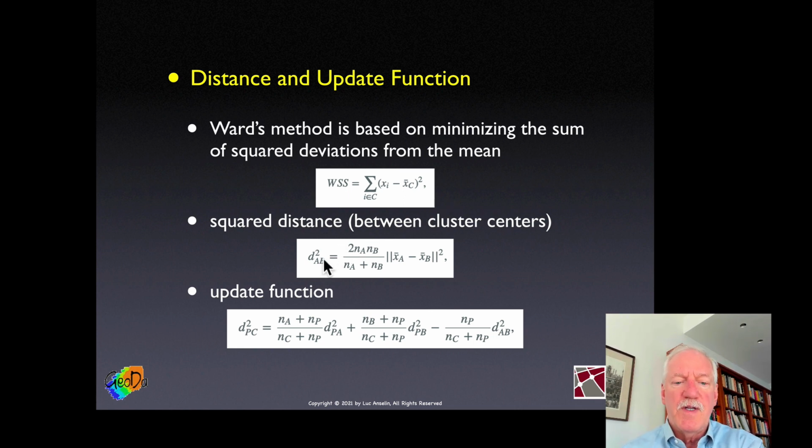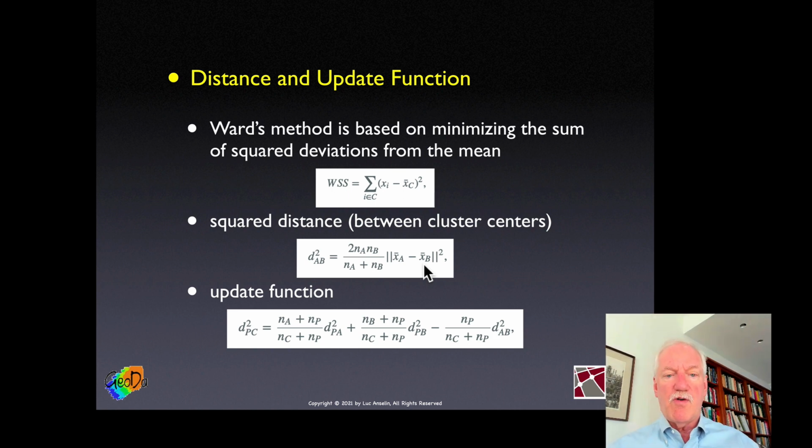So the distance squared between 2 points initially will be 2 times 1 and 1 divided by 1 plus 1. So this goes away, this is 1. And then the mean of a point is itself, so that's the square distance between the 2 points. So initially it's very simple. It's just basically the distances between points.